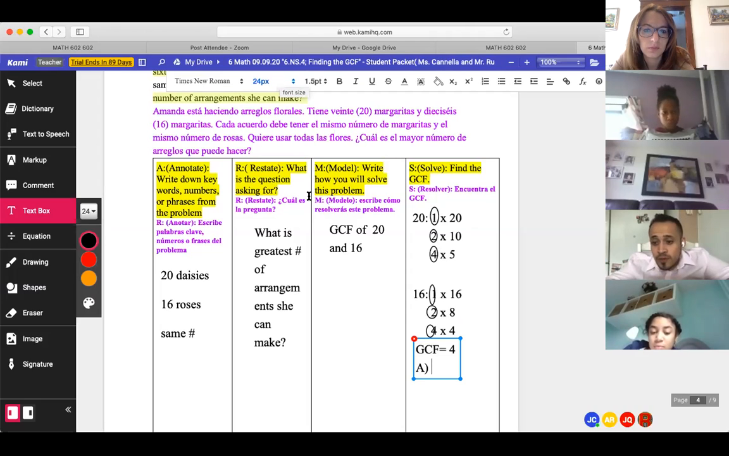Yes, the GCF is 4, but are we done yet, guys? No, we have that same number thing, right? So we have to make it equal, right? Now we know that 4 times 4 equals 16, and we know that 4 times 5 equals 20. So how many should we put as an arrangement that they could be equal for daisies and roses? It's not a trick question, right? We're just asking for the extra number.